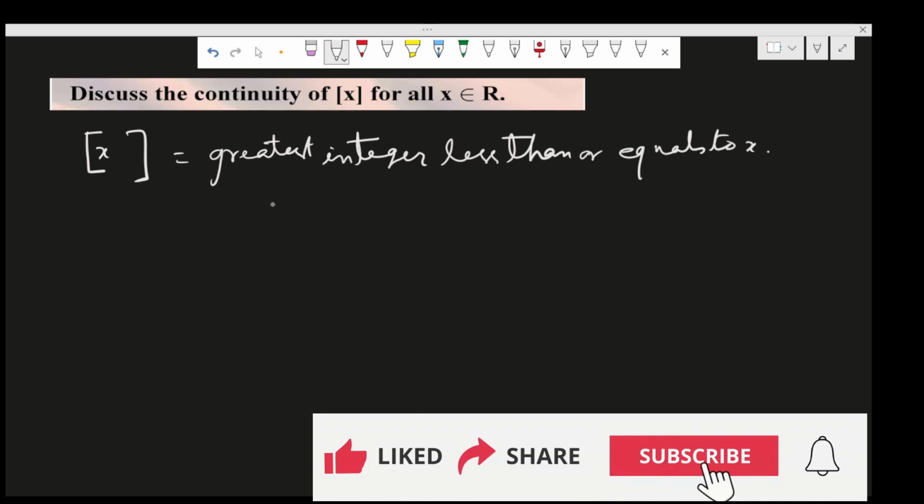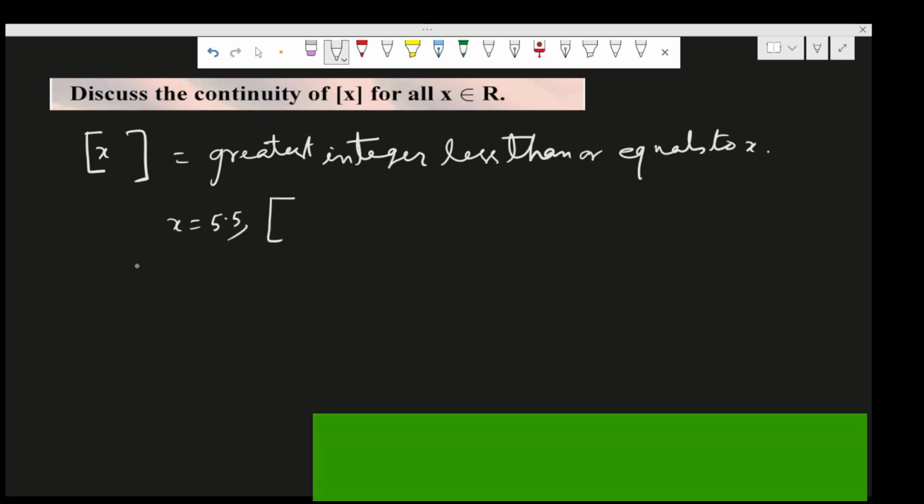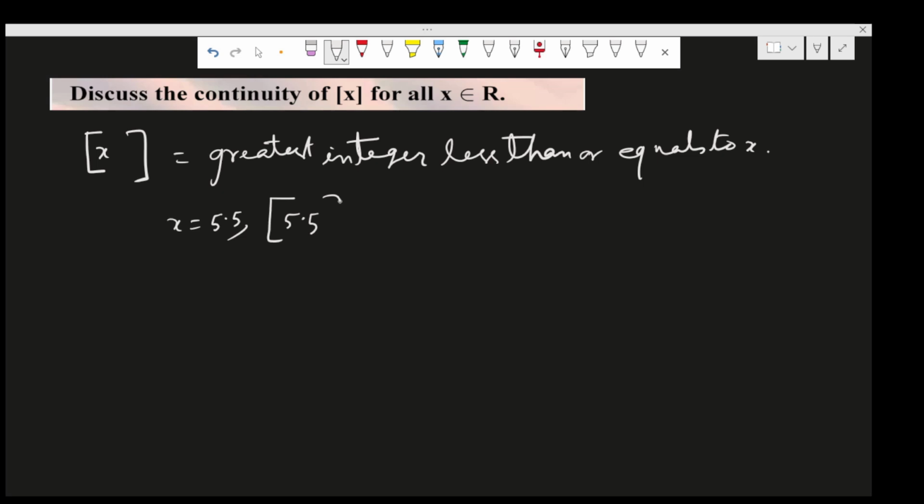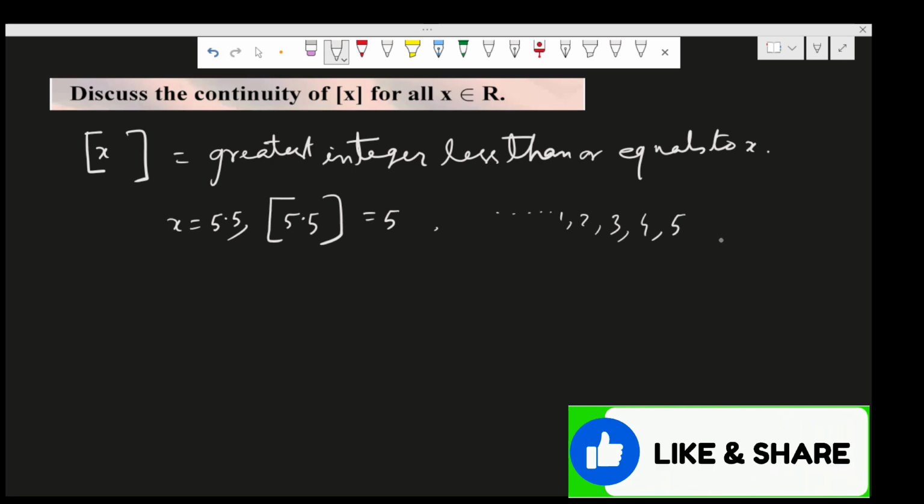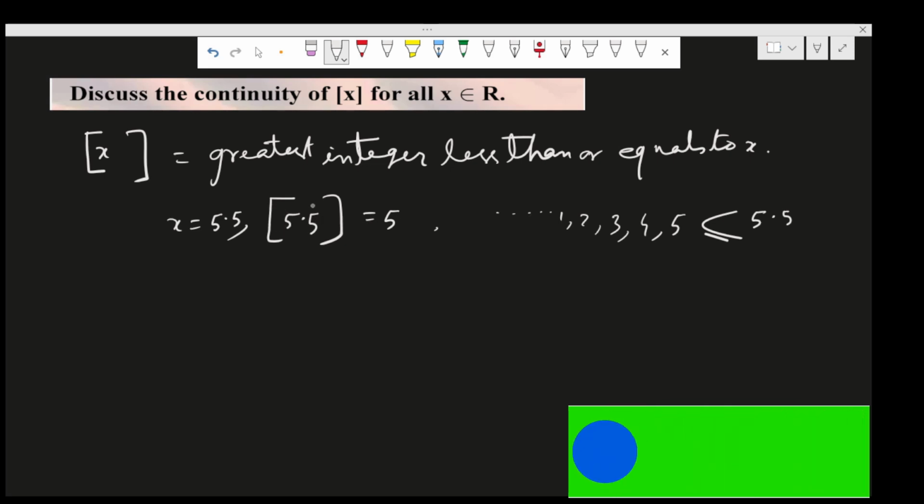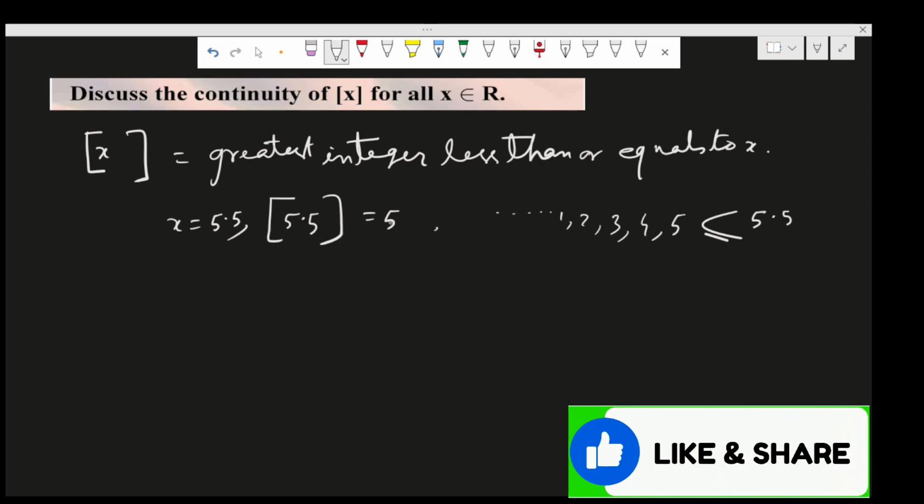For better understanding, if we take an example, suppose x is equal to 5.5, then box 5.5 is equal to 5. See how? Writing some numbers 1, 2, 3, 4, 5. Left hand side also many numbers. All are less than or equals to 5.5. So, out of this integer, greatest is 5. Therefore, 5.5 within greatest integer function will be 5.